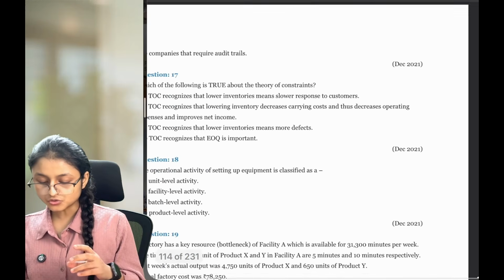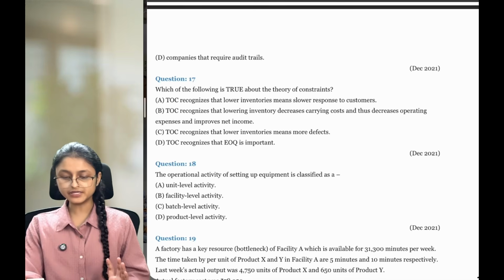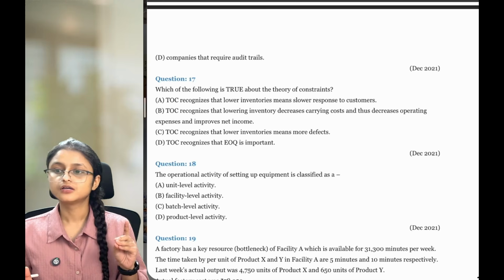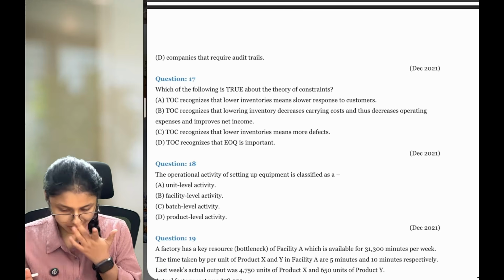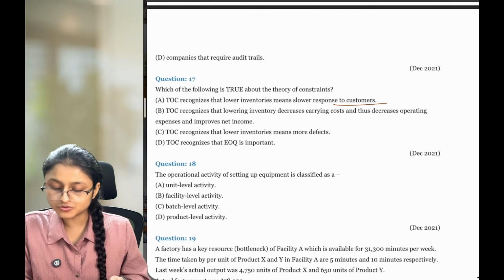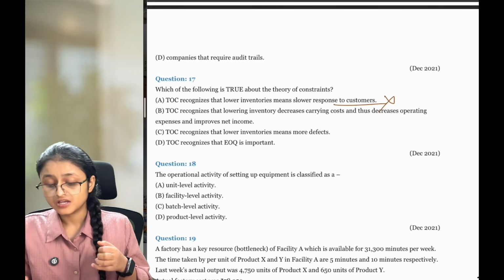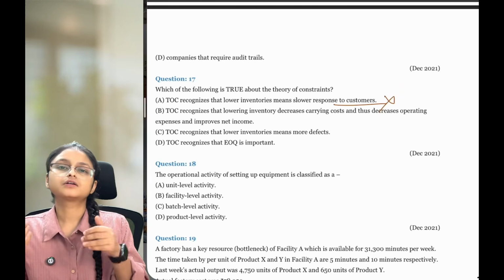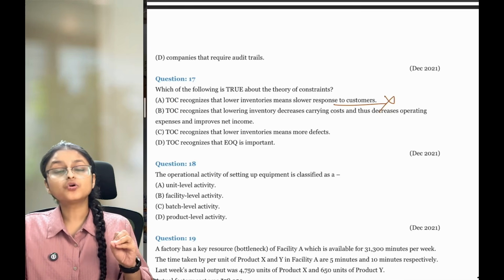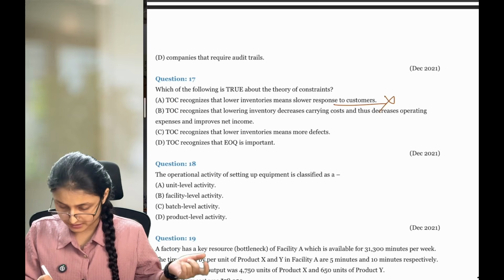Next, which of the following is true about theory of constraint? Theory of constraint is your throughput related calculation only, where you have some constraint and on the basis of that constraint you need to find out how you can earn the maximum profit. Okay? Theory of constraint recognizes that lower inventory means slower response to customer. Answer is no. In throughput accounting, we prefer keeping lower inventory because that is beneficial for you. You can get to know what all problems are there in the organization and you can improve your situation. So this is not correct.